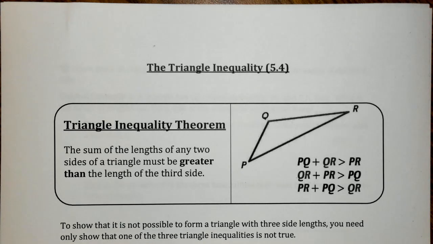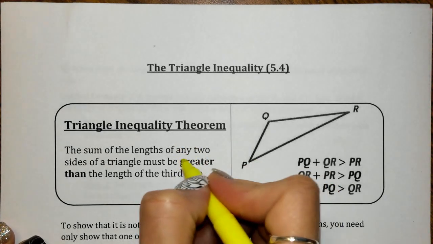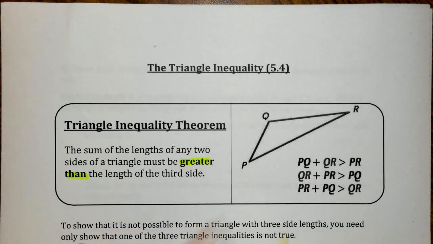All right, this video is going to talk about what we call the triangle inequality theorem. The triangle inequality theorem is going to tell you that the sum of the lengths of any two sides of a triangle must be greater than the length of the third side.